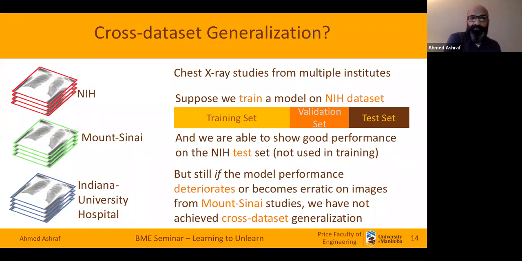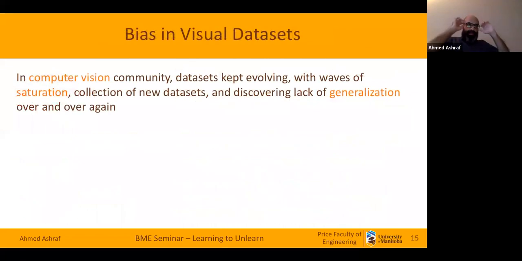So that should raise a red flag, that maybe the model that we learned in the first place has learned something totally frivolous, not necessarily related to the intrinsic underlying condition. And that's because of the biases that just creep in inadvertently in different data sets. Different data sets differ from each other.